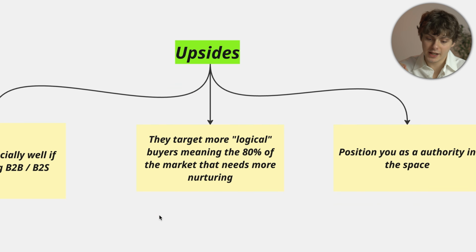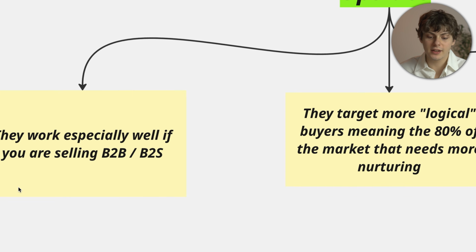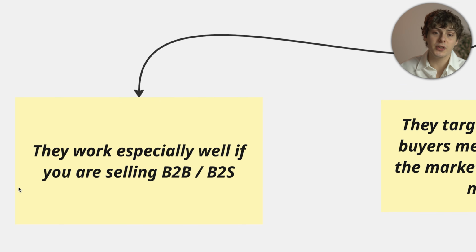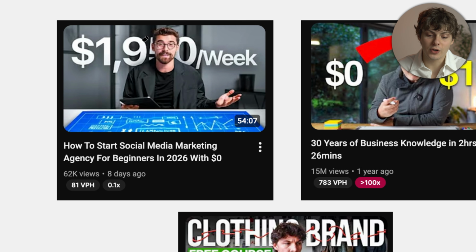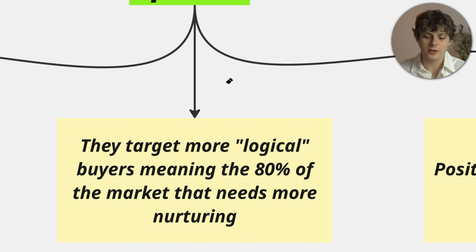Now, when it comes to the upsides of this strategy, the first one is that they work especially well if you are selling B2B or even like B2C, so business to solopreneur. But as you can see, there are also people that use them to sell B2C, just like, for example, Iman does. The second is that they target more logical buyers, meaning that the 80% of the market that needs more nurturing. And that means that this is a complete opposite of the story VSL that we just broke down, because the story targets more of an emotional buyer.